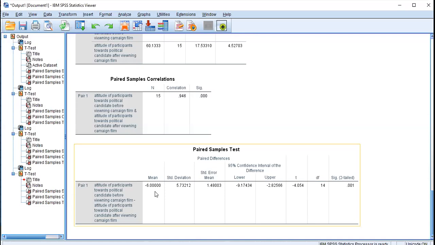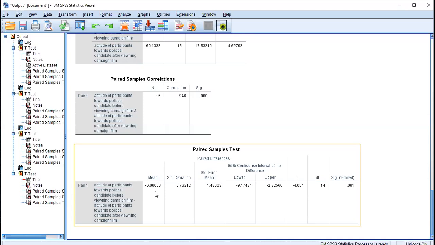And if you look at the value of T over here, the T value comes to 4.054. Degree of freedom is n minus 1, 15 minus 1, 14. And significance happens to be 0.001. So it is highly significant. The confidence interval level happens to be 99.9%. That's there.